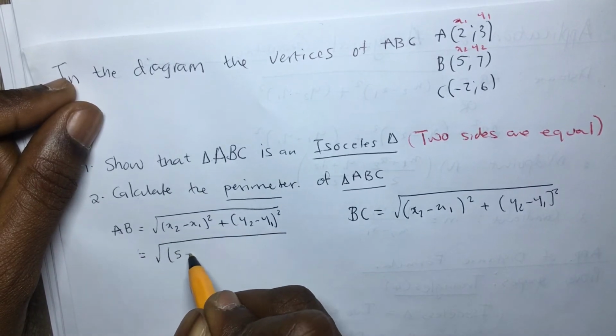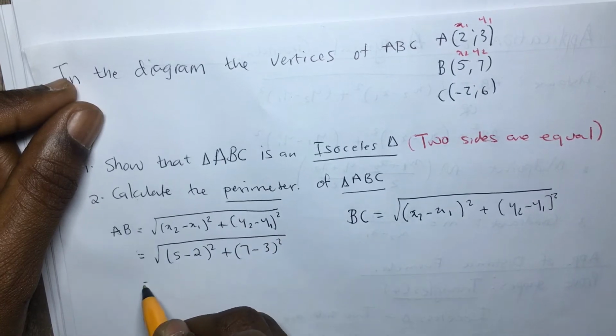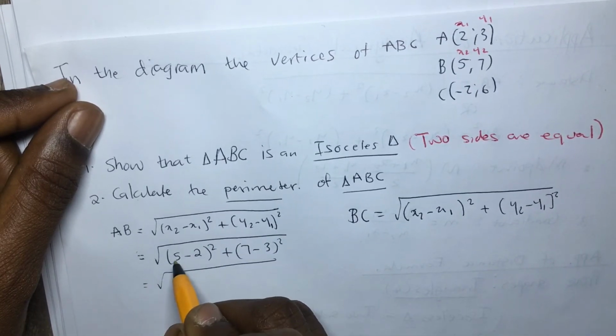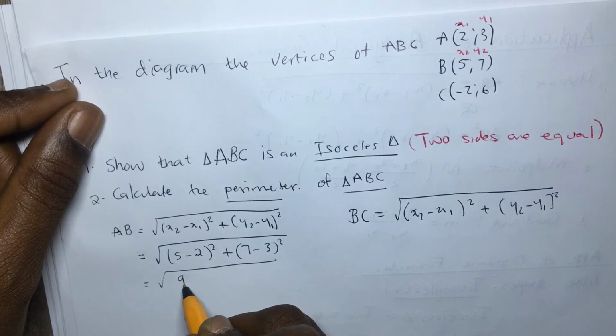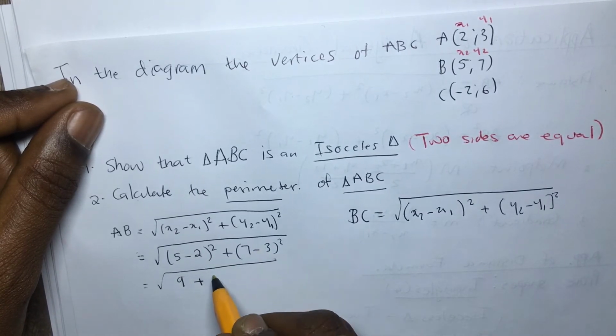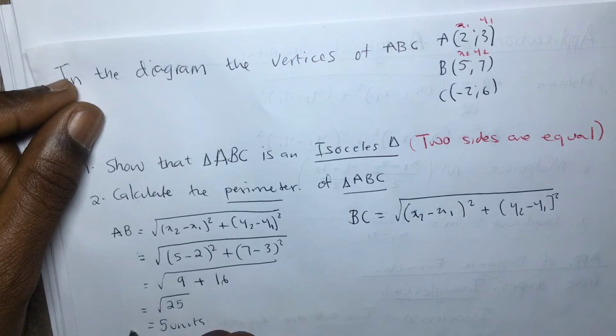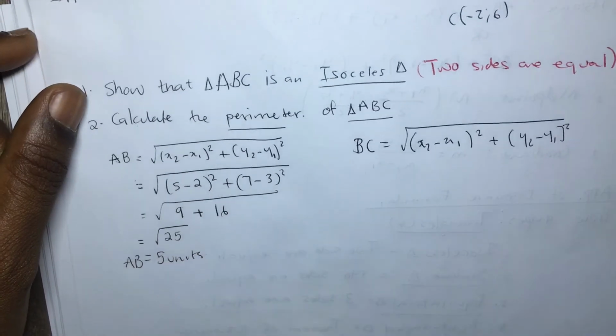So it's 5 minus 2 squared plus 7 minus 3 squared. Here I get how much? 5 minus 2 is 3. 3 squared is 9. I'm skipping some steps. 7 minus 3 is 4. 4 squared is 16. You get 25. Then AB is 5 units. Can you all see?